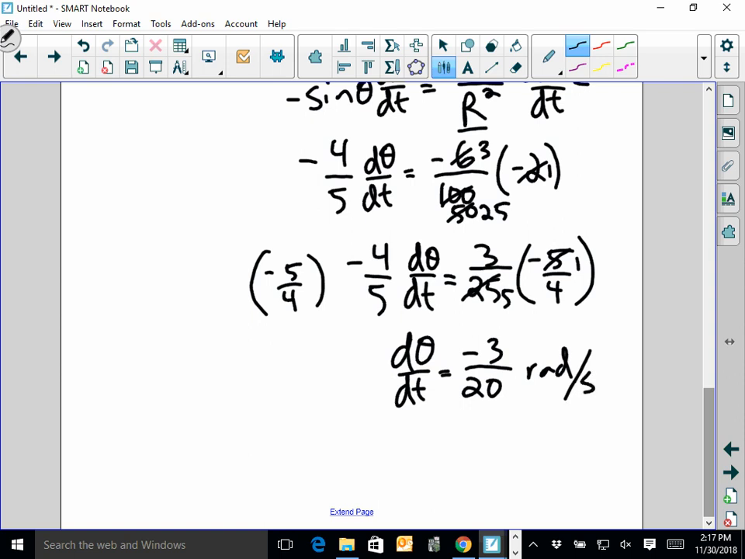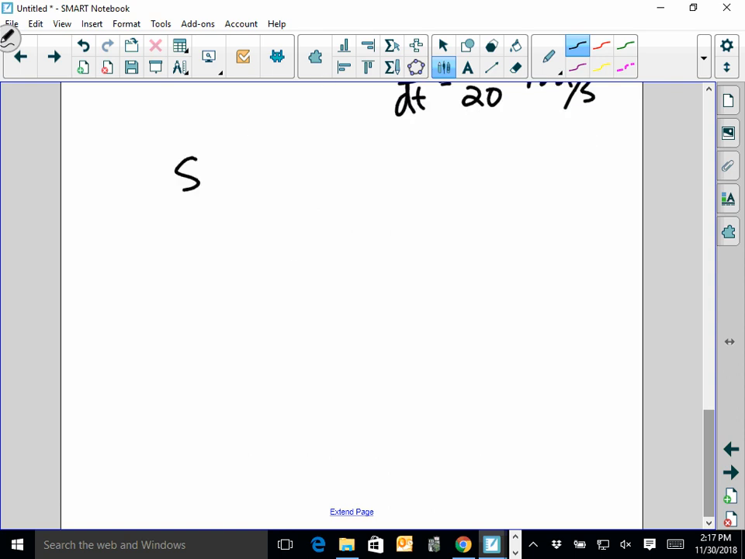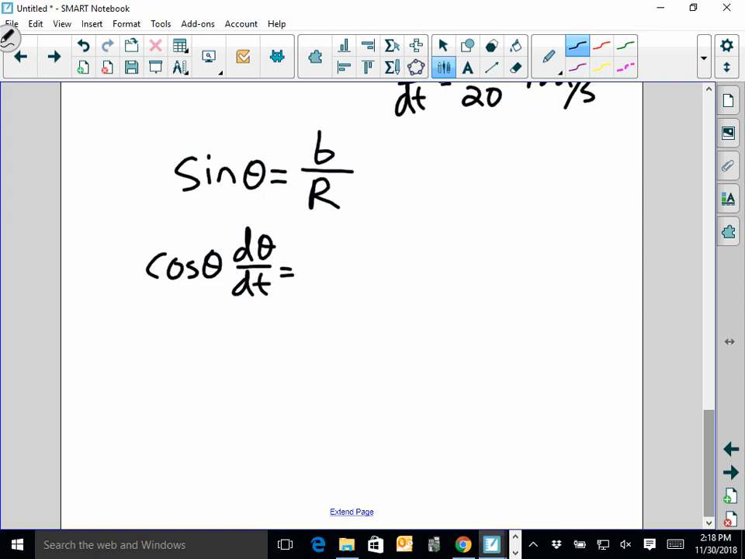Let me show what it would look like if you would have chosen sine theta as your equation. If you chose sine theta, you'd have to do b over r. They would both have to remain constants. So now we'd have to do the quotient rule. Right? So I'll do the derivative now. I just want to show you what this would look like. The derivative of sine theta is cos theta, d theta dt. That equals the derivative of the top, which is db dt, times the bottom, minus the top times the derivative of the bottom, over the bottom function squared.